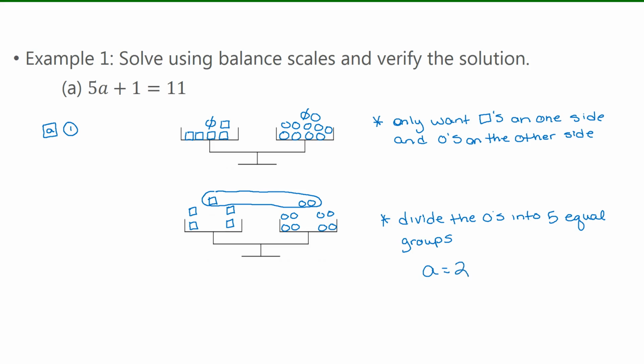Now to verify the solution, we're going to fill out this chart here where we have left side, LS, and right side, RS. So we replace our a with 2 on the left side and then hope that that equals 11, which is on the right side. Now working out the left side, we have 5 times 2 is 10. Then adding 1 to that does give us 11. So since 11 equals 11, we just verified the solution.